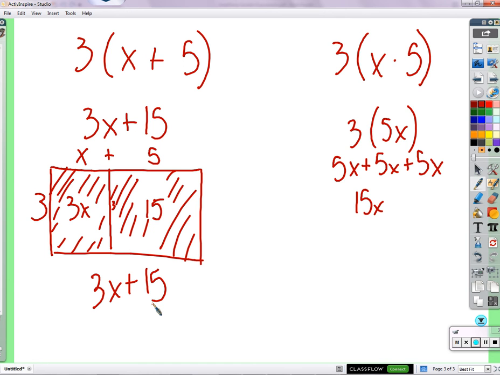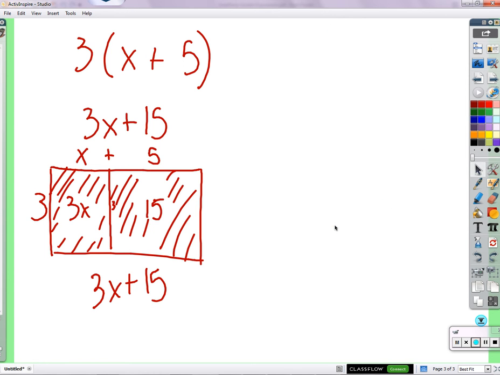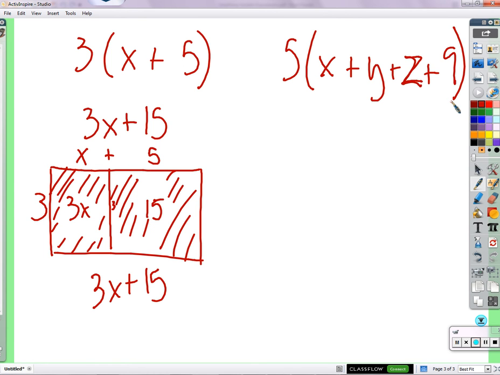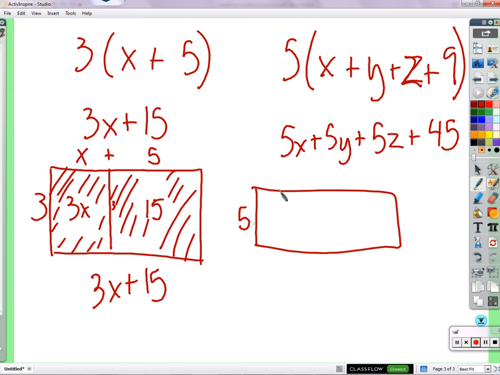What if I had, let me just take all that out, 5 times x plus y plus z plus 9. What would that be? It would be 5x plus 5y plus 5z plus 45. Yes, exactly. You can imagine this rectangle, I'll draw it super fast. It's 5 on this side, this is x, this is y, let's call that z, and this is 9. Right? This side is x plus y plus z plus 9. We get 4 rectangles here. This one has an area of 5x, this one of 5y, this one of 5z, this one of 45 squares.